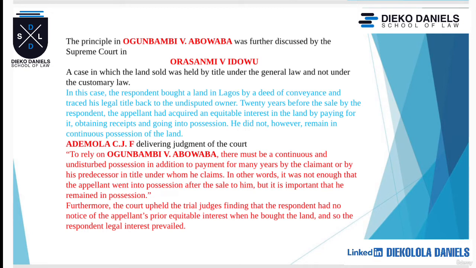Now, after he bought the land, he now hears that somebody said, I've done everything I'm supposed to do. Somebody now said that 20 years ago, that's the appellant in this case, bought land 20 years ago. When he bought it, he collected receipts. When he collected the receipt, he entered possession. Ogunbambi and ABOWABA told us that yes, those are the two requirements that are necessary. Collect receipts, my dear, and enter possession.